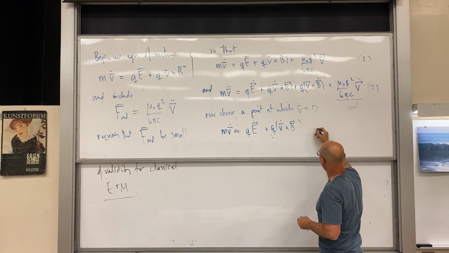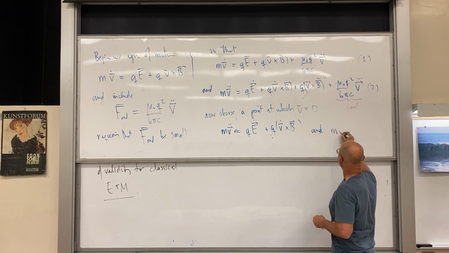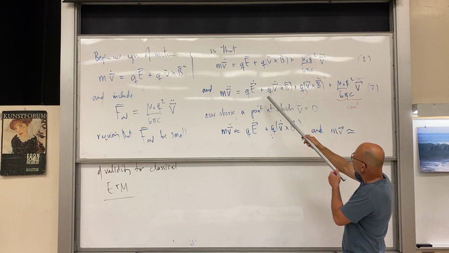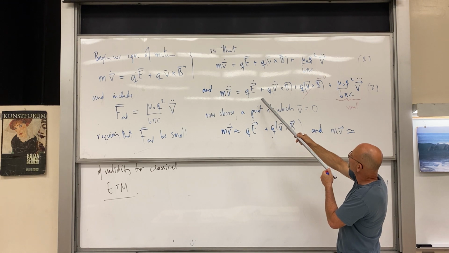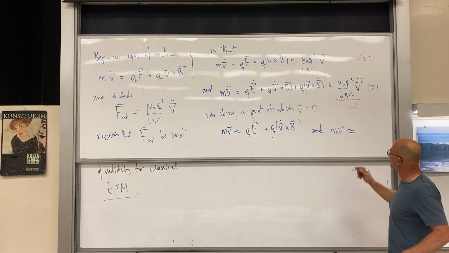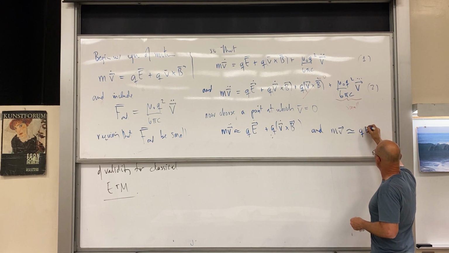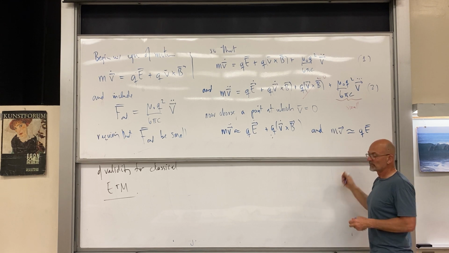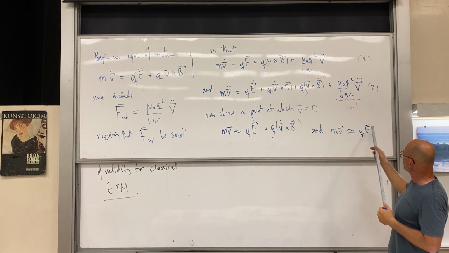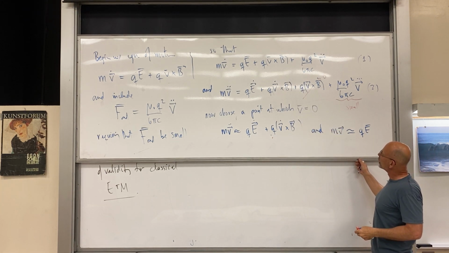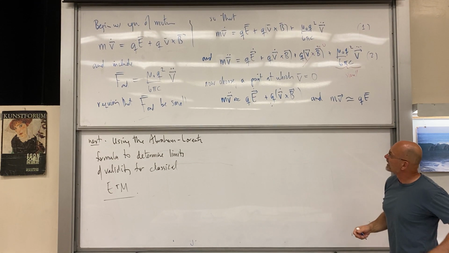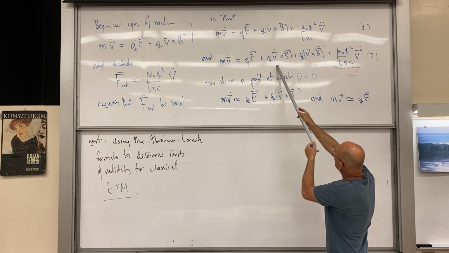So I'll continue here, and m v dot is approximately equal to just qE. So we'll put that in there. Okay. So we're ignoring this one for the moment. QE is the major contributor, and we can go back into this equation right here.